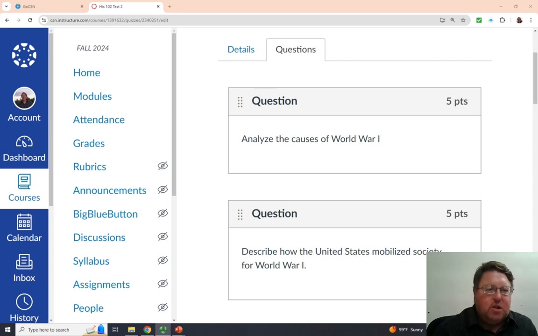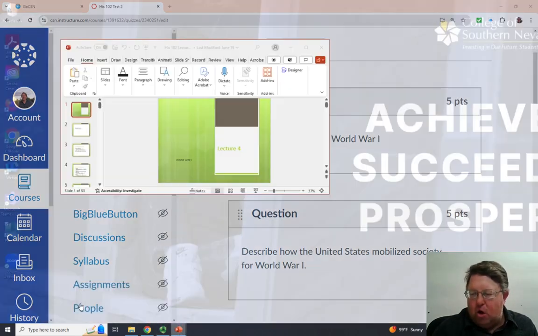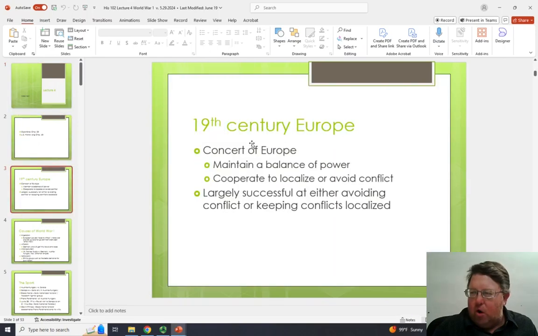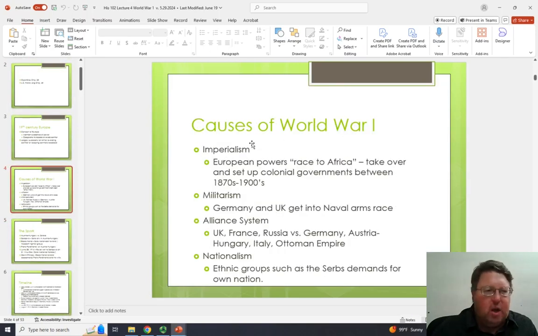Question number 1, analyze the causes of World War I. In our lecture on World War I, we want to focus on this slide right here. Imperialism, militarism, alliance system, and nationalism. What you can do is divide it up into paragraphs and talk about each one and how it affected or developed the cause of World War I.